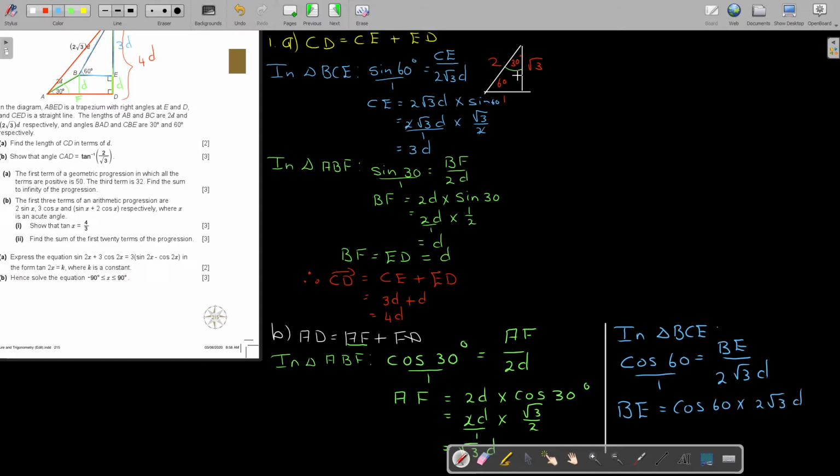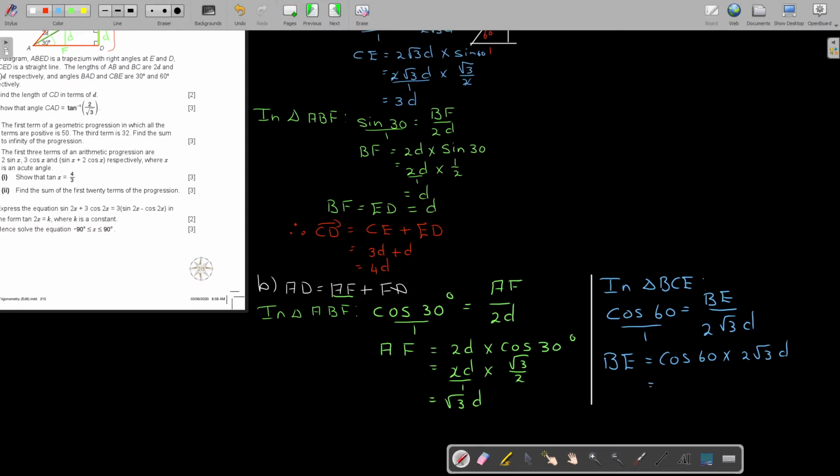Now what is cos 60? It's a half. Do you see it there? So it's a half multiplied by 2 square root 3D over 1. So the 2's cancel. So it's going to be square root 3. Let's just see BE. I just want to see. It's going to be square root 3D. Okay, interesting. It's the same.